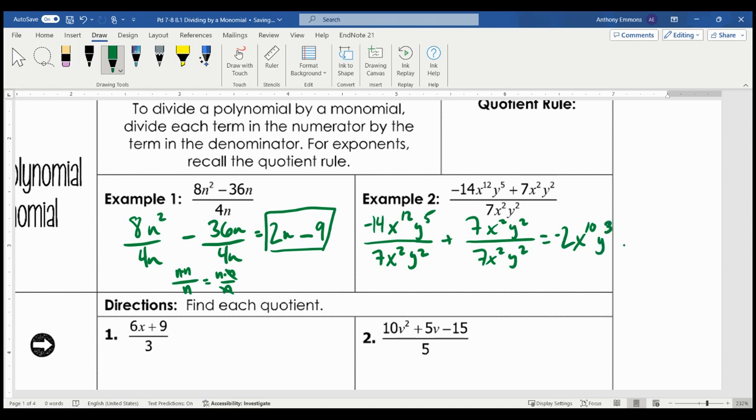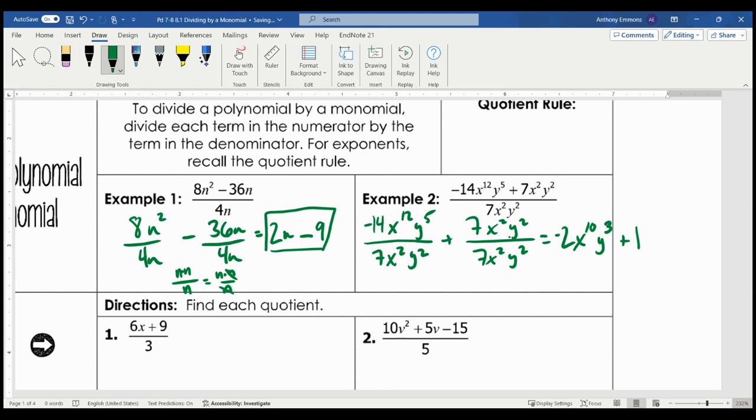Now this second portion, plus, I could go piece by piece, 7 divided by 7, our coefficients, 1, x squared divided by x squared. We do subtract our exponents, 2 minus 2 is 0, x to the power of 0, that's just 1. Or you could say x to the second divided by x to the second is just 1. The same thing happens with our y squareds. Okay, so it really does just end up being 1.